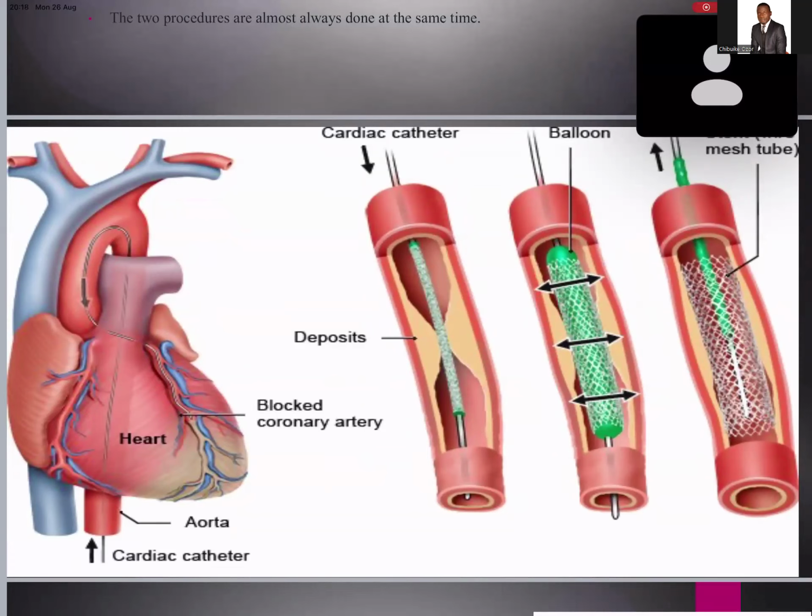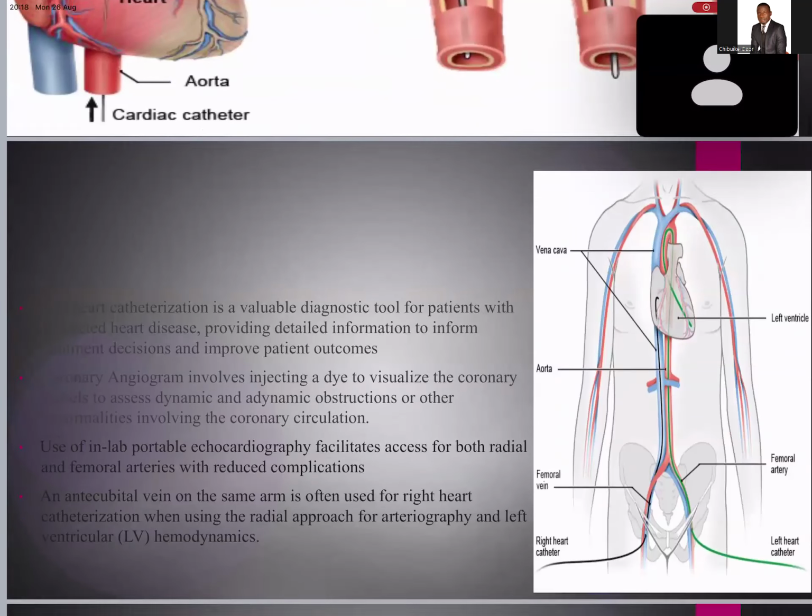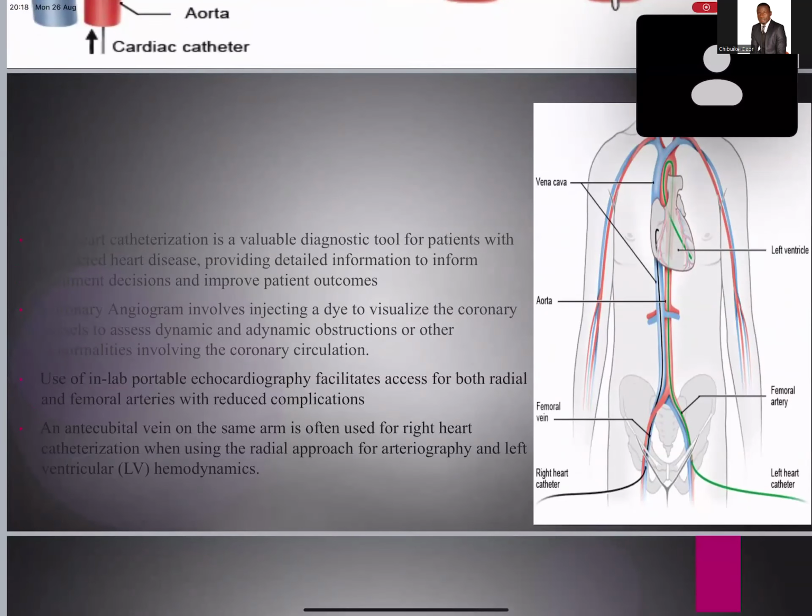So in cardiac catheterization, in which you want to also do a study of the coronary arteries, you may want to do some kind of angioplasty with or without stenting. So left heart catheterization is a valuable diagnostic tool for patients with suspected heart disease, usually providing detailed information to inform treatment decisions and also to improve patient outcomes. We also want to give the best to our patients.